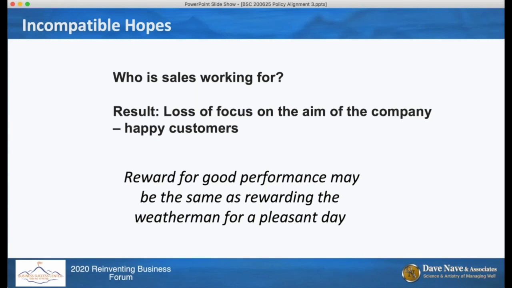And I like this quote. This comes from Dr. Deming: Reward for good performance may be the same as rewarding the weatherman for a pleasant day. And in Texas, we do it for rain. Yes, you do it for rain. So the whole idea of pay for performance doesn't really work.